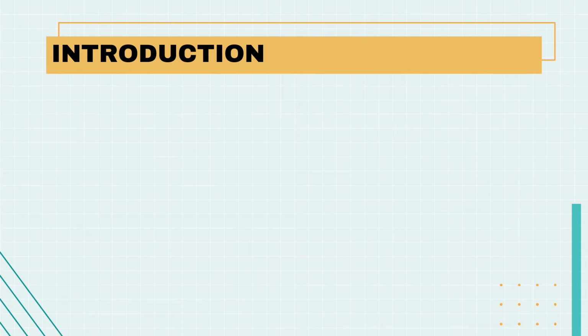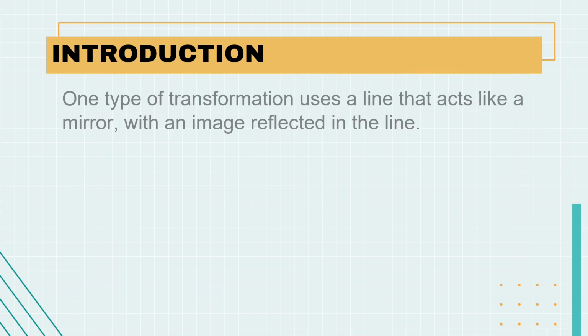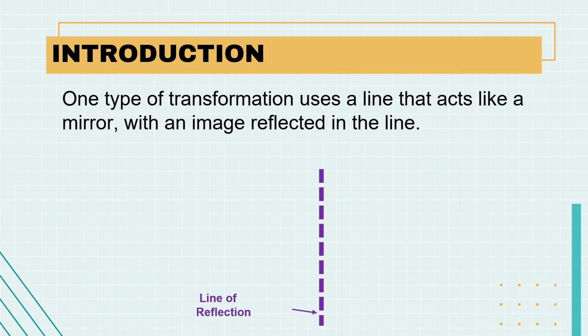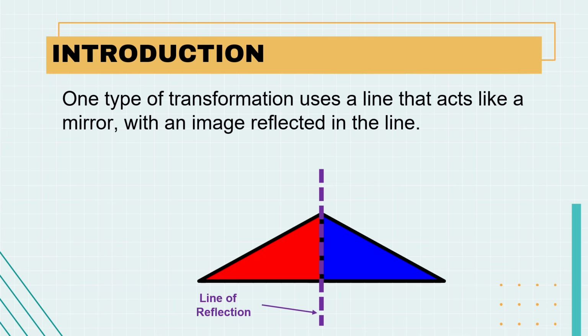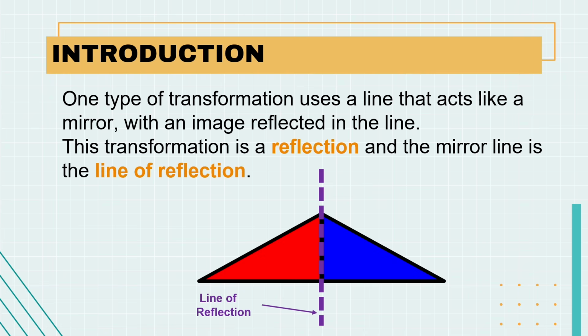Let's begin with the basic idea. One type of transformation uses a line that acts like a mirror. The image of the figure is reflected across that line, and this transformation is called a reflection. The mirror line is called the line of reflection. So in simple terms, a reflection is a flip. The figure is flipped over a line just like how an object appears in a mirror. The original figure is called the pre-image, while the figure after the reflection is called the image.